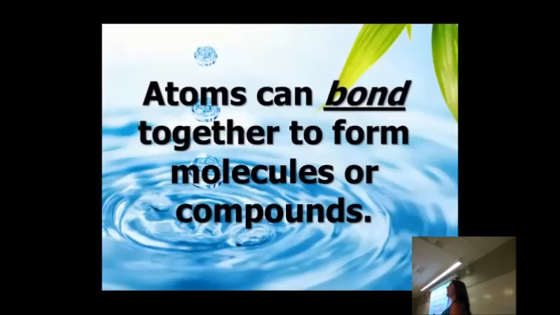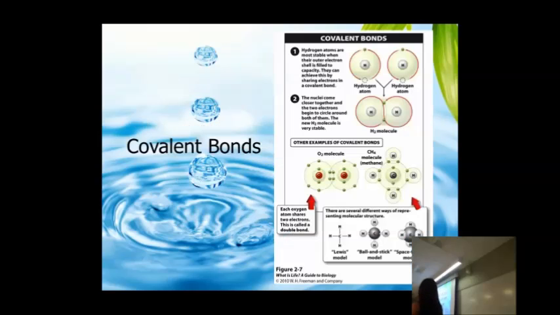Next we're going to talk about how those atoms come together. We first talked about how they break apart, and then we talk about how we fit them back together. So atoms can bond together to form molecules or compounds, and they do this by forming, in this case, covalent bonds. We're going to talk about covalent bonds, hydrogen bonds, and ionic bonds.